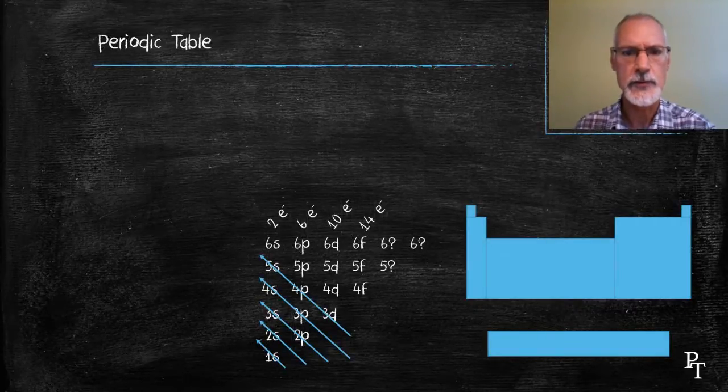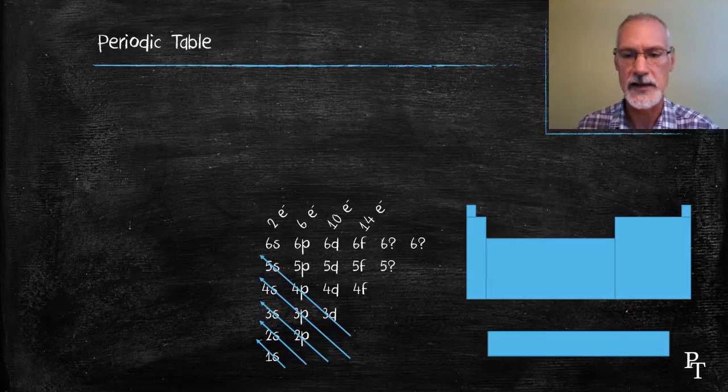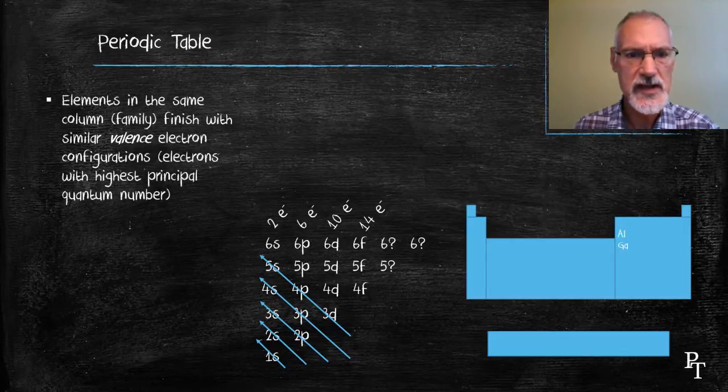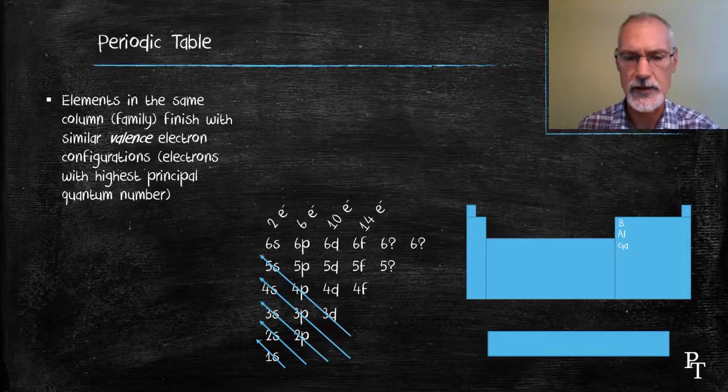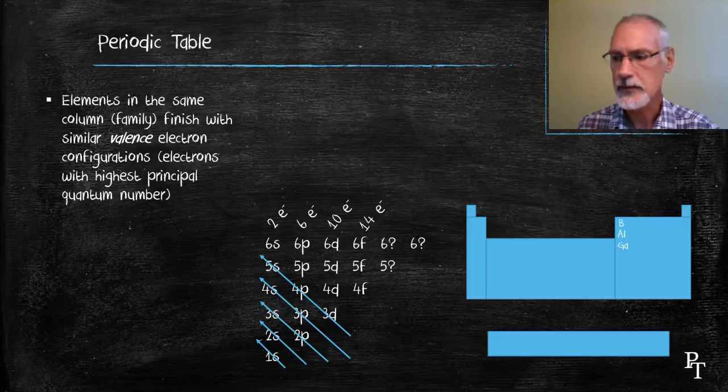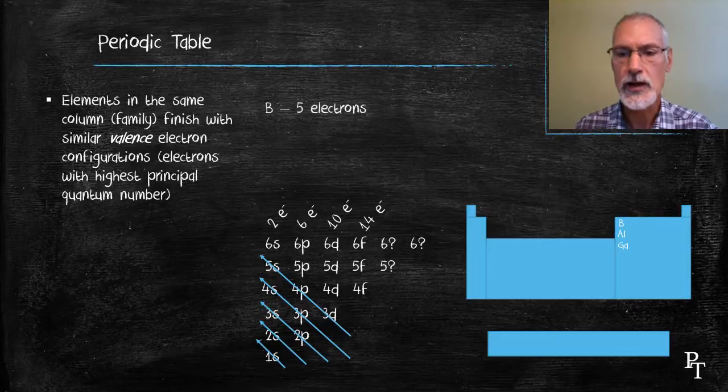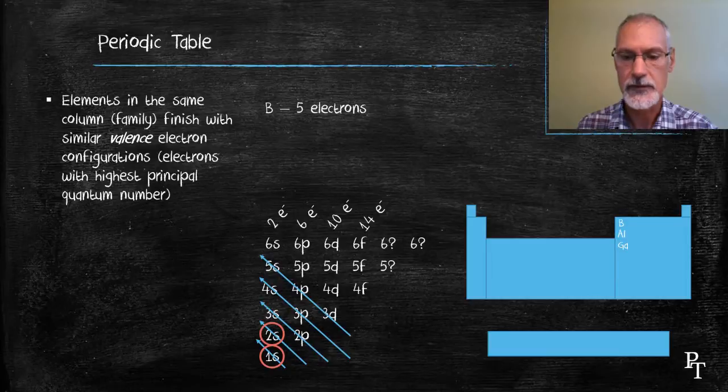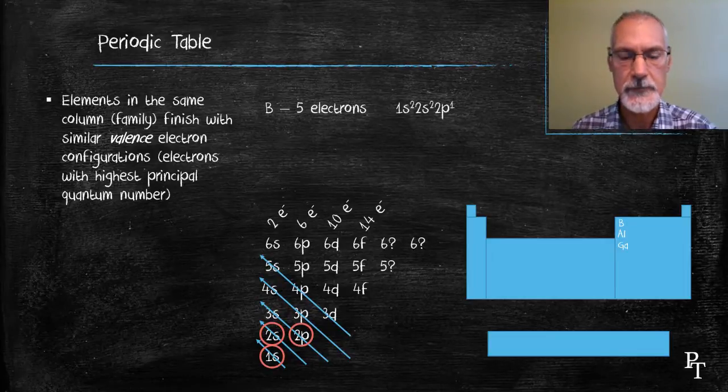Let's look at the connection between the quantum mechanical model and our periodic table. Elements that are in the same column in the periodic table have similar valence shell electron configurations. And I'll explain what valence shell electrons mean when we take a look at a few examples. I'm going to consider boron, aluminum, and gallium, all located in the same column in the periodic table. Boron has 5 electrons. The first ones would be placed in the 1s orbital, then the 2s orbital, and the 5th and final electron in the 2p orbital. So it would have the following electron configuration.